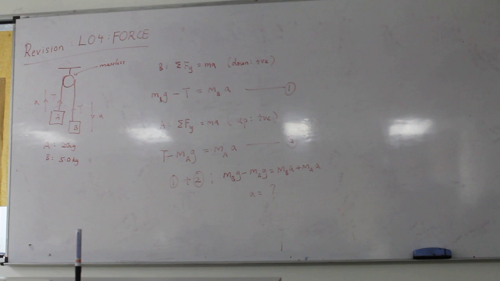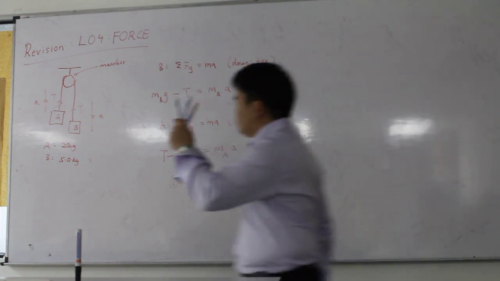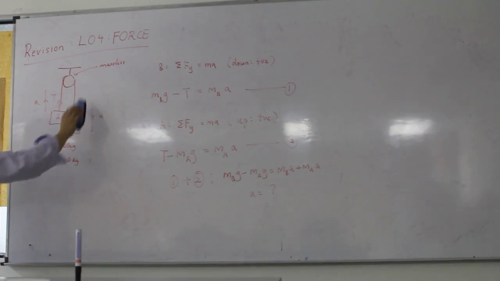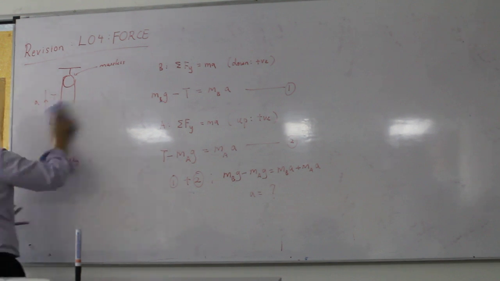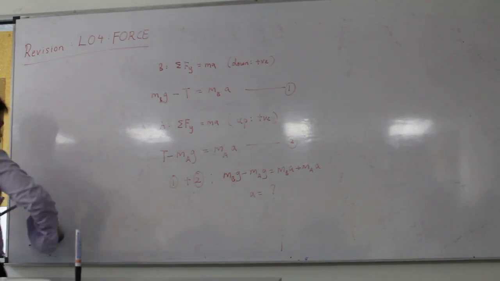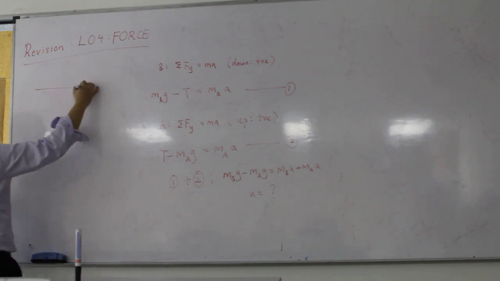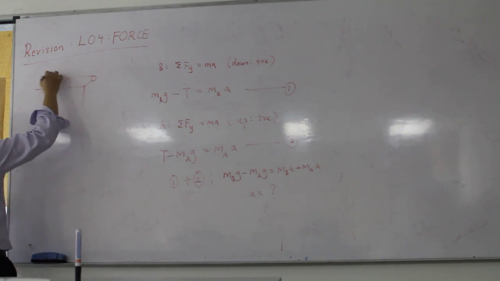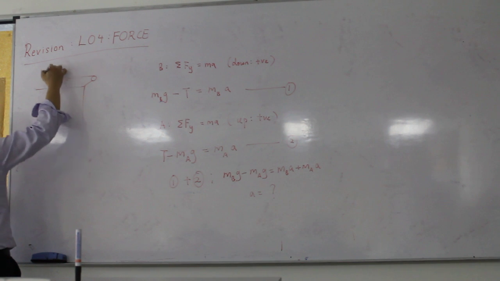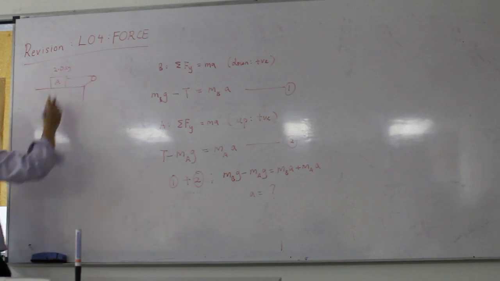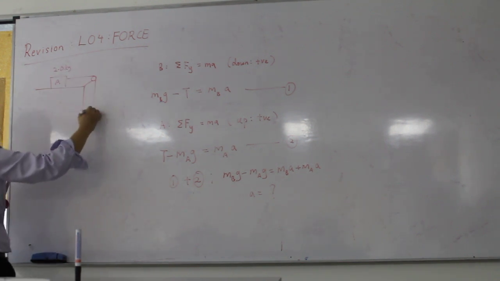Try to take a look. Somehow, if I want to consider a question that not only involves the vertical component, for example, if like this, there is a pulley here, there's an object here. Let's say object A here, 2 kg. Similar to the previous question, but right now I put it such a way.